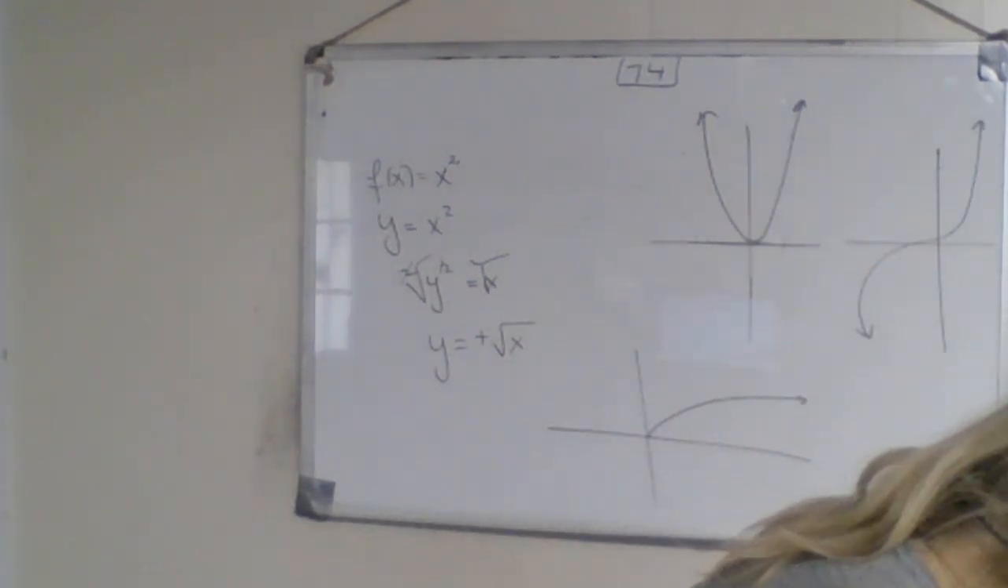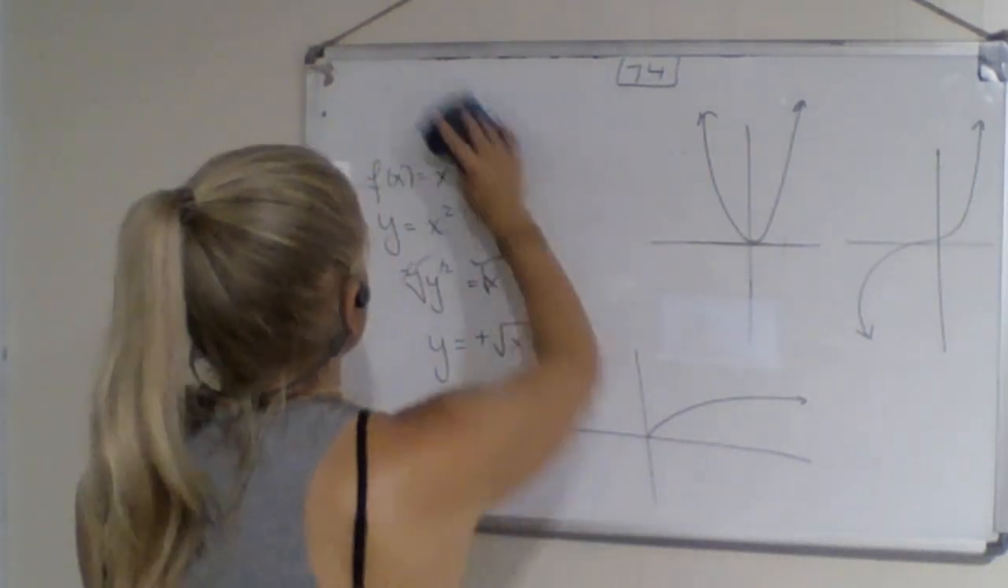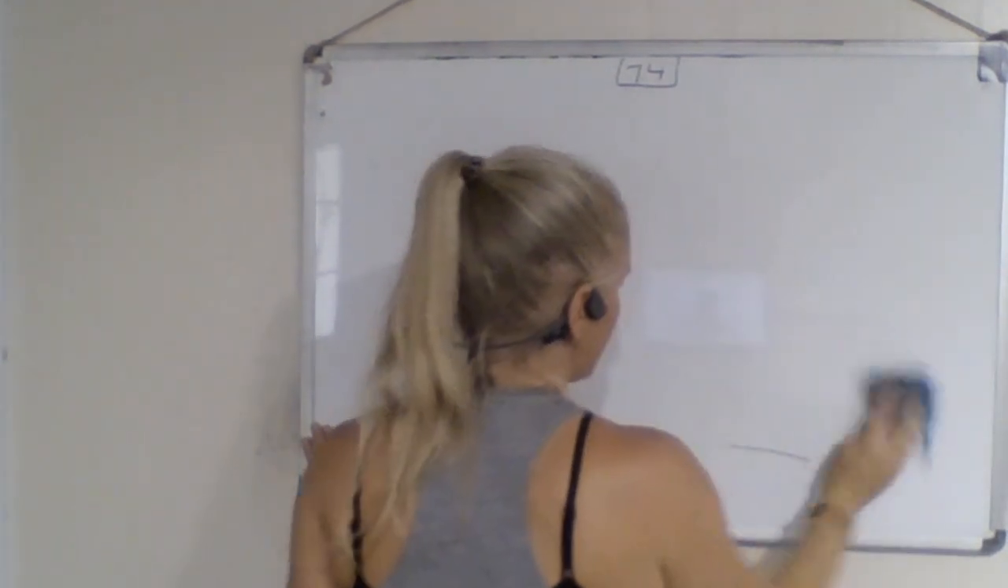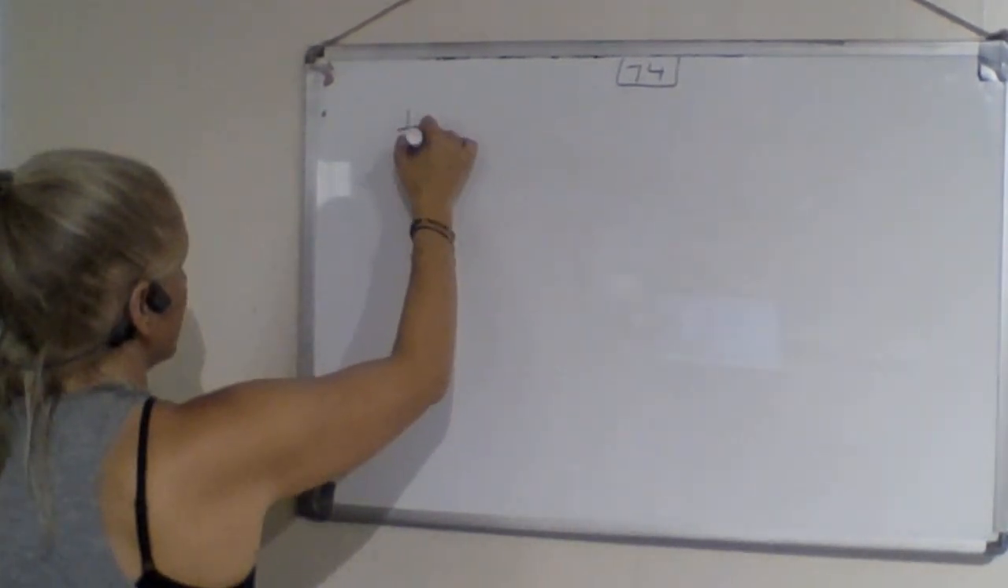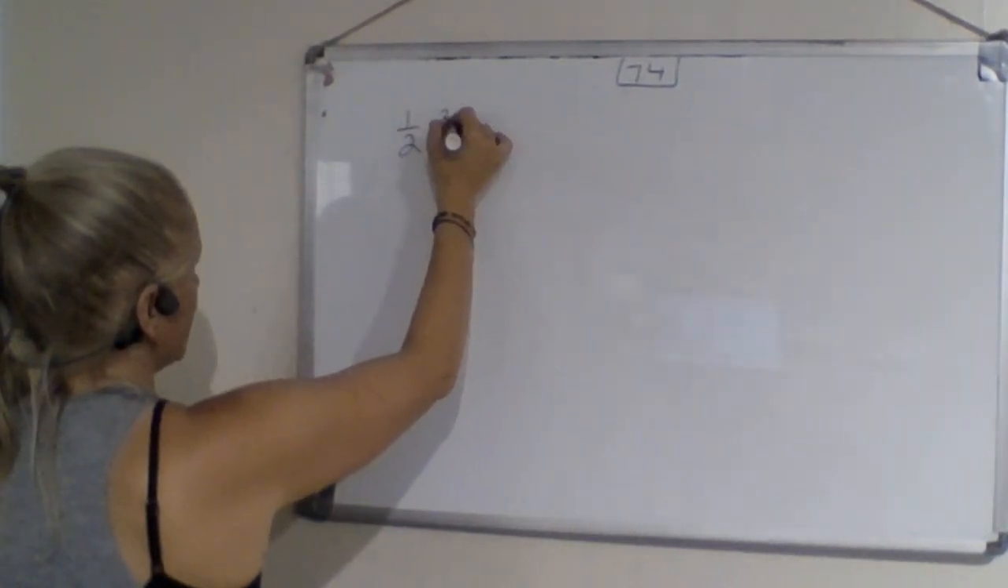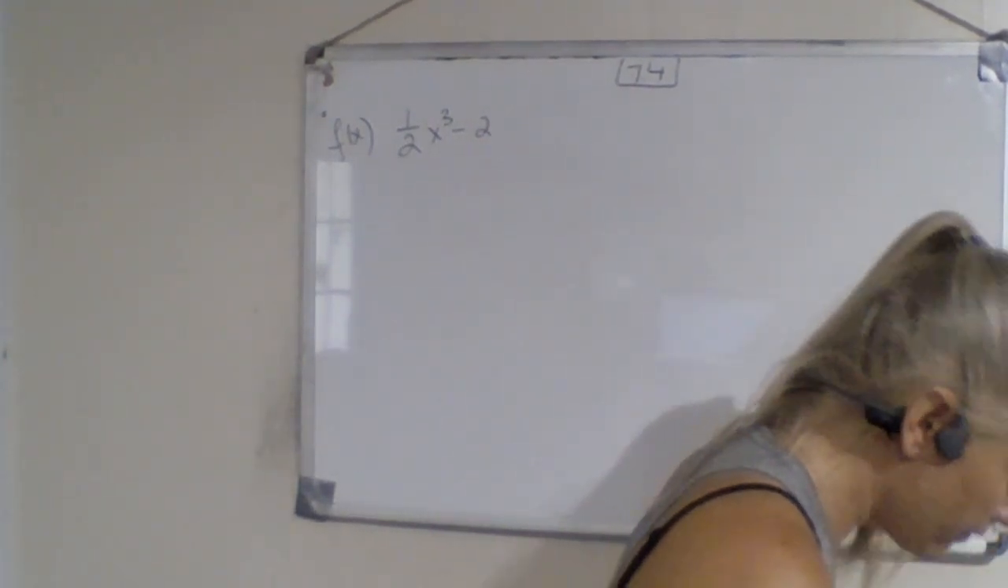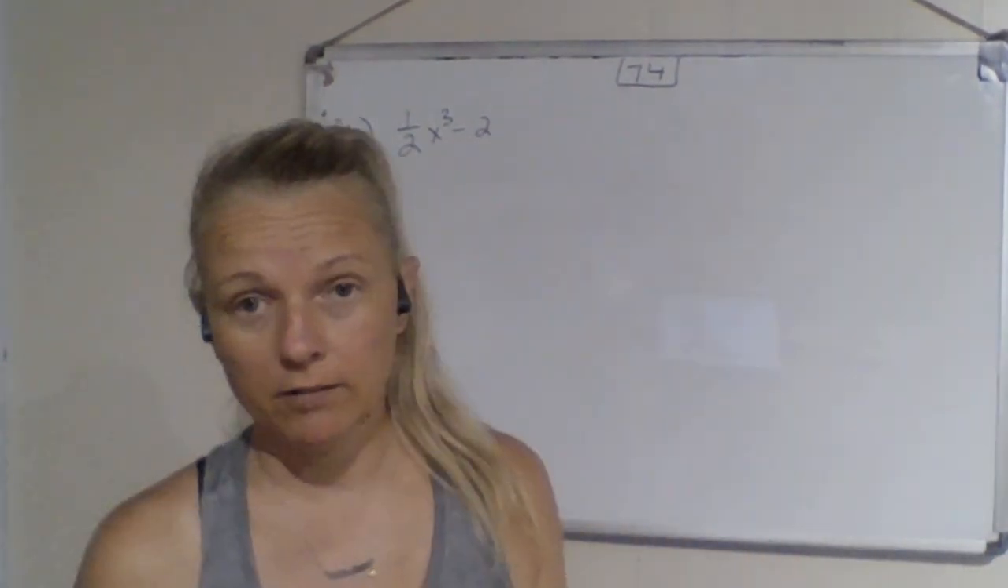Example 5 is a little bit more interesting than this one. When it says determine if a function given has its inverse as a function, I have 1 over 2 x to the third, I think it's minus 2. This is my f of x. And they're saying, can you determine if the inverse is a function or not, then find the inverse, okay?